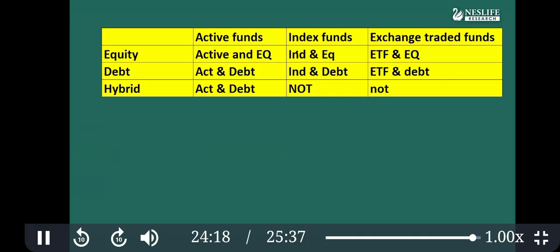Now in this matrix we have active, index and exchange, and equity, debt, and hybrid. So there should be 3 by 3, but these two are not available. That means at least there are 7 types of mutual funds available. But out of these seven, now you are getting so confused about what to do, which is the best. Don't worry, we will make your life simple.